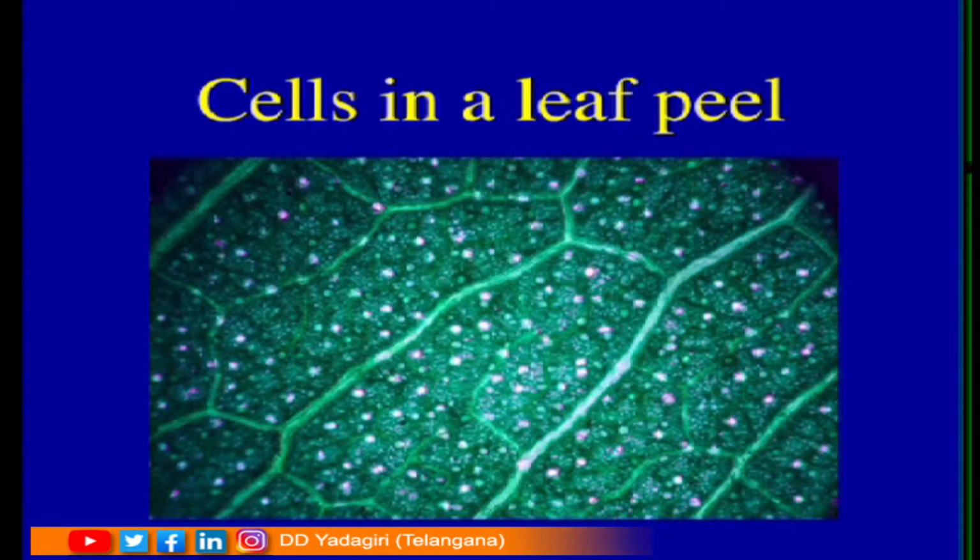Here you can also see some tubular structures. What are they, children? Just try to imagine. Children, you know that in the human body, blood flows throughout the body. Blood vessels are the vessels which carry blood throughout the body. Similarly, even in the leaf, these veins, the tubular structures, help in conducting water, minerals and salts to the entire plant body.